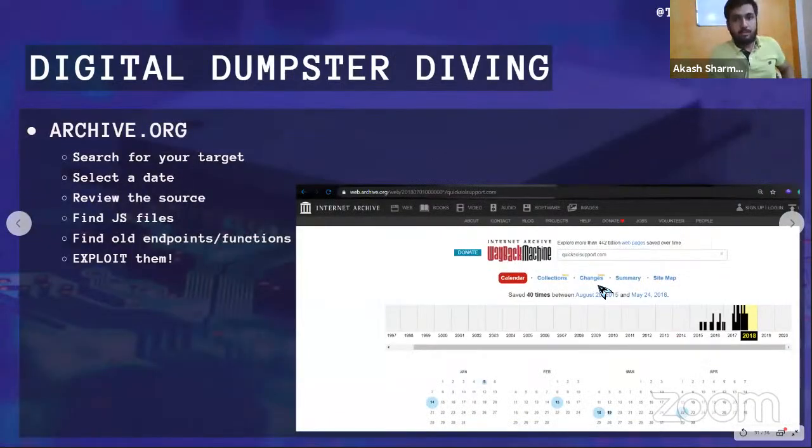Moving forward, there's an amazing tool called archive.org. Now, this tool is being taught to a lot of people. A lot of people might know about it, but you don't really justify the use of it, to be said. You can actually select the target's previous versions of how they used to look, and you can actually take out some JavaScript.